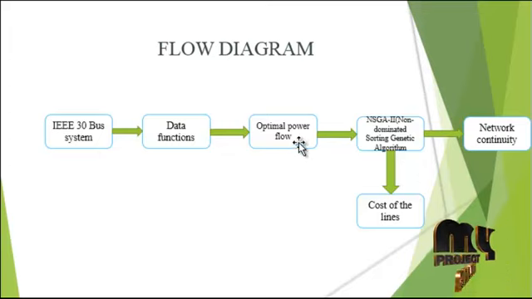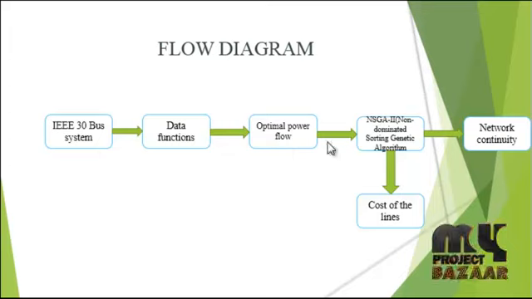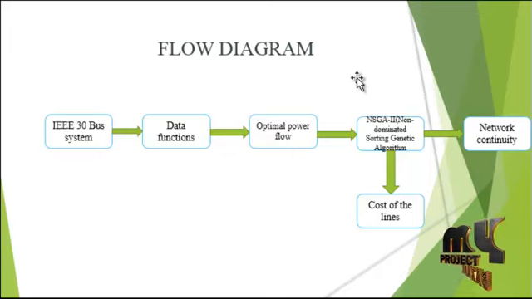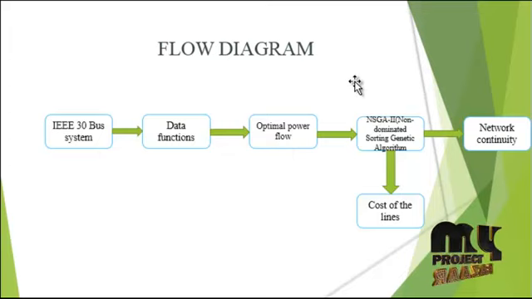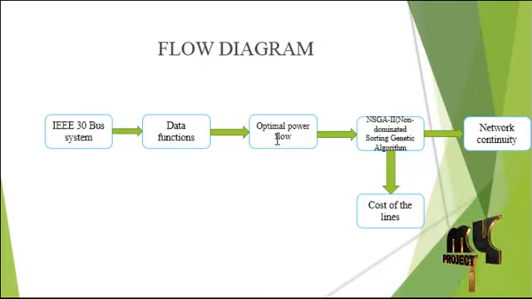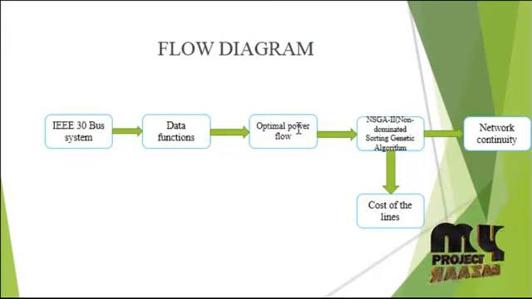This is then passed through the non-dominated sorting genetic algorithm. This is a multi-objective non-dominated genetic algorithm. Multi-objective means we send two objectives: first is network continuity, another is cost functions. So we pass the optimal power flow results of the Newton-Raphson method, for analysis purposes, to the non-dominated sorting genetic algorithm.